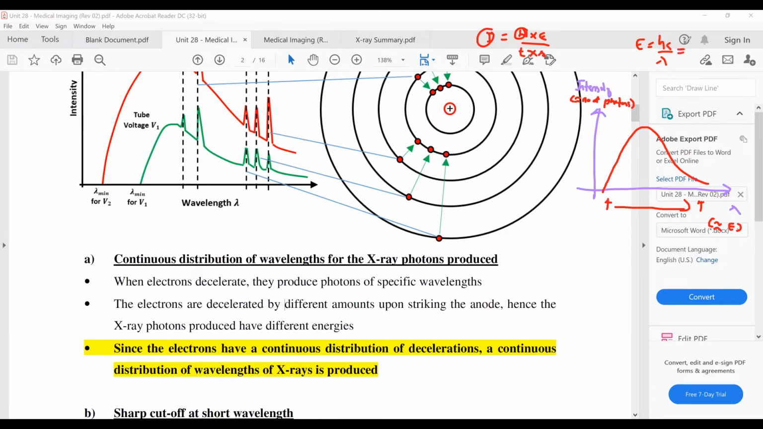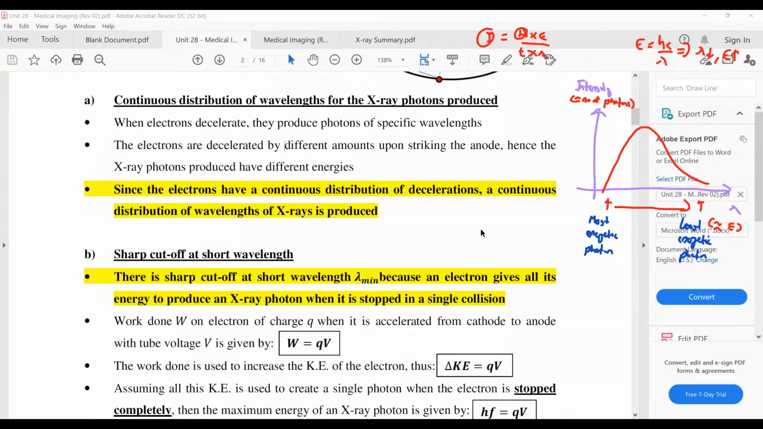If you look at the equation, E is equal to hc over lambda. When lambda is small, that means your E is big. So from this relation here, you see your most energetic photon is actually here. This is where your most energetic photon is. This part here is where you have your least energetic photon. The weaker X-rays are here. The stronger X-rays are here. Okay, so they ask you, why is there a sharp cutoff at short wavelength? When they ask you sharp cutoff, it kind of refers to this.